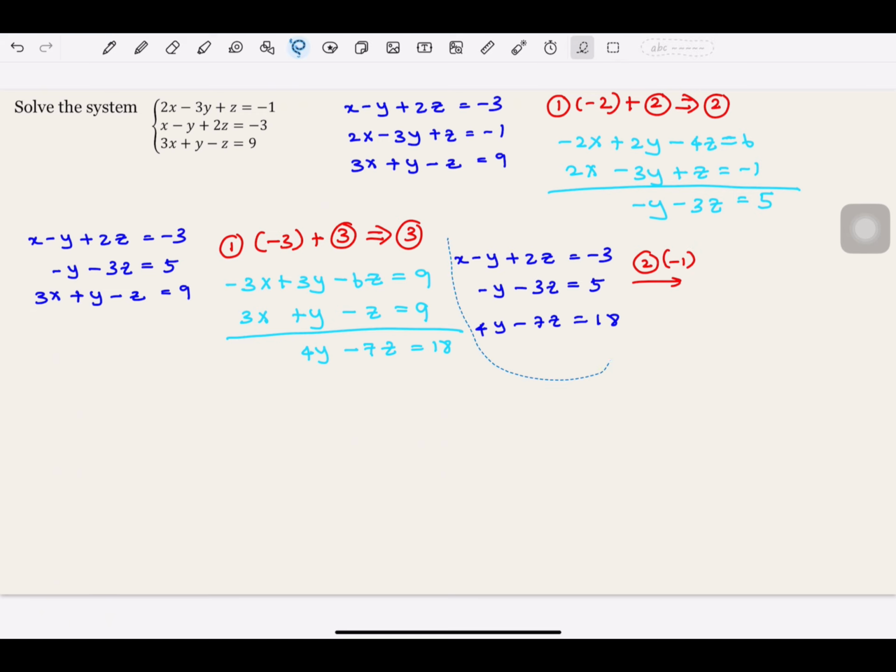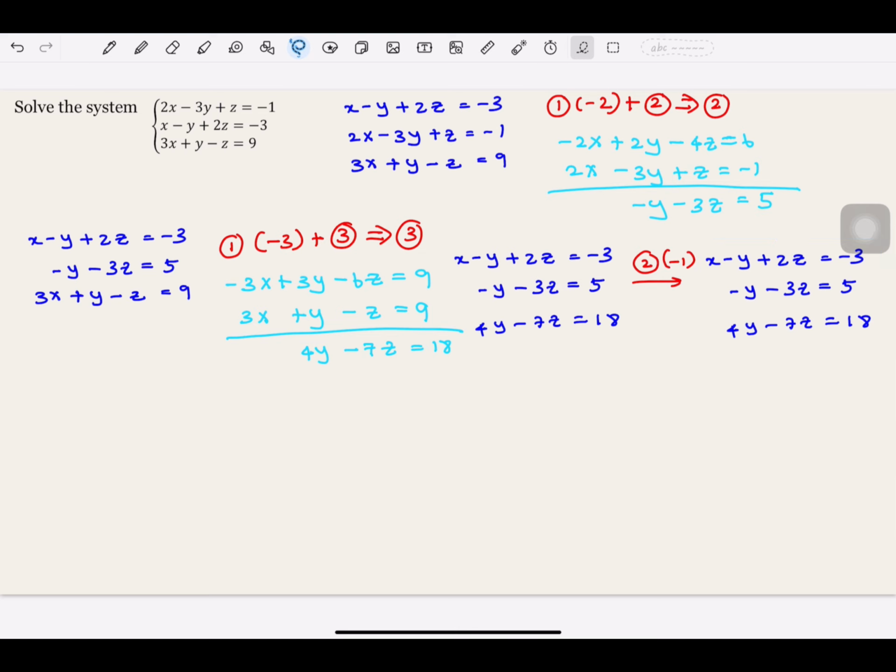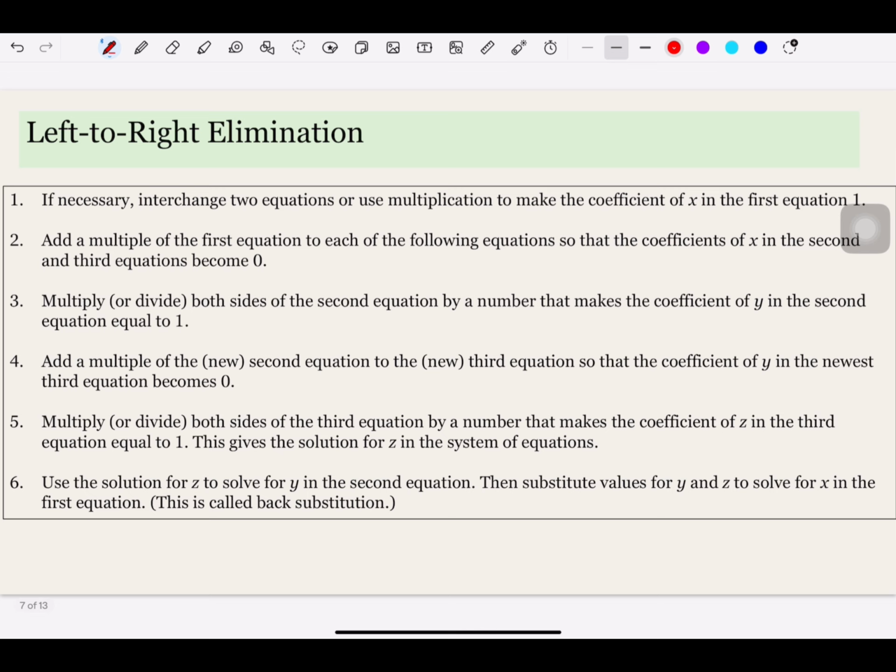Okay, I'm going to copy this down, because that will save some time for me. And I'm going to paste it. And I have to multiply the second equation by a negative 1. So if you multiply this by negative 1, you'll get a positive y. So I can erase this. And this is going to be a positive 3z. And this is going to be a negative 5. So this is my new system. Okay, moving forward. Next step.